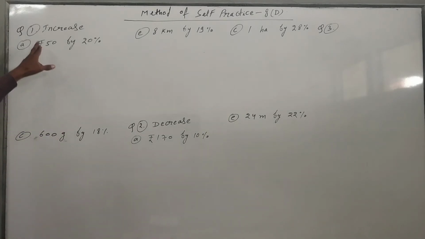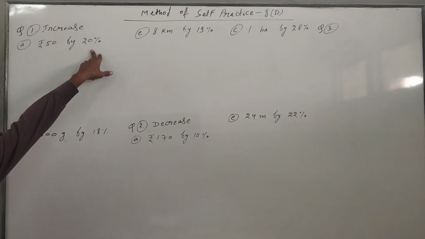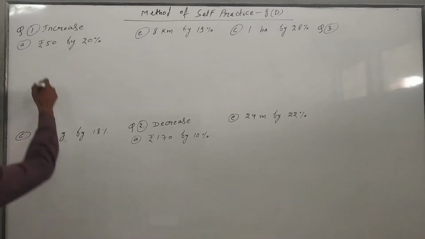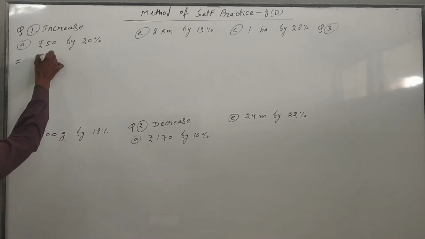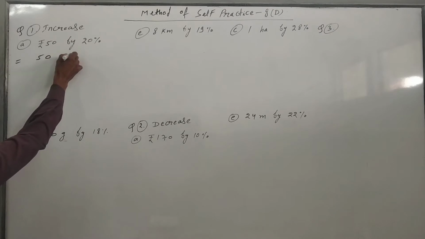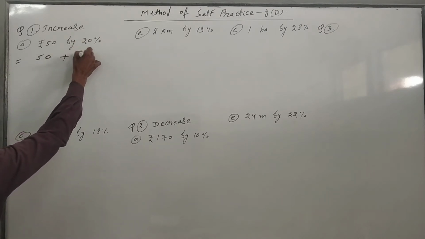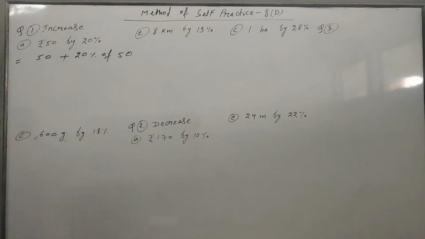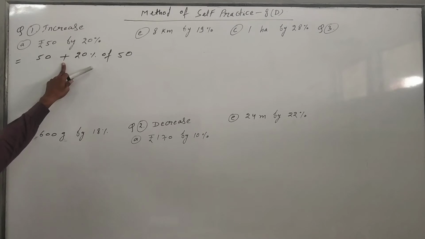So here you see, increase 50 rupees by 20%. How will we do this? The question says increase, which means we have to add rupees 50 plus 20% of 50. If the question says increase, we put a plus here. If the question says decrease, then we put a minus.